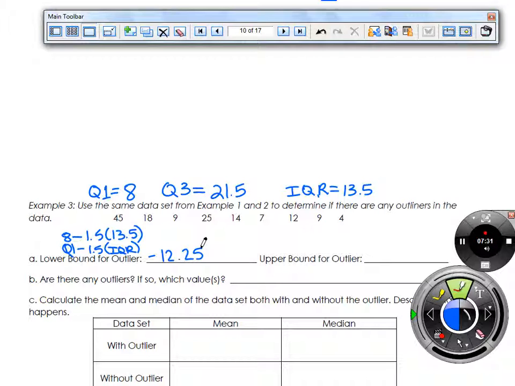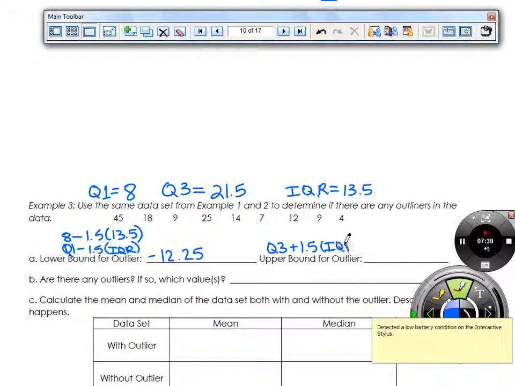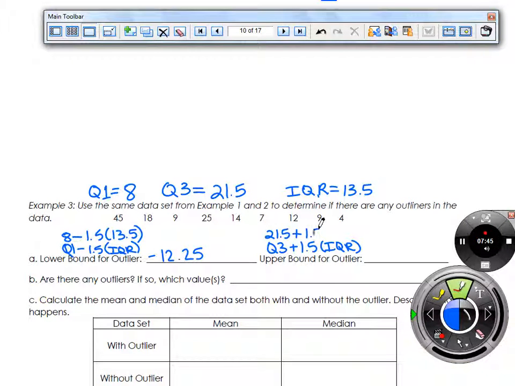The stuff past that point would seem like an outlier. So for the upper bound, we're going to do the same thing, but we're going to take quartile 3 and add 1.5 times the IQR. So for us, this is 21.5 plus 1.5 times 13.5. And what do we get as that upper boundary? 41.75? That's okay. I was like, what? All right, so that's our upper boundary. So anything above 41.75 we would think of as possibly being an outlier.